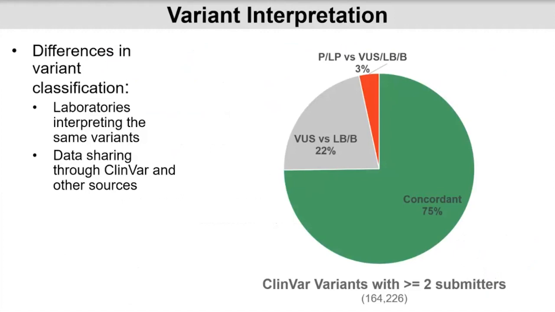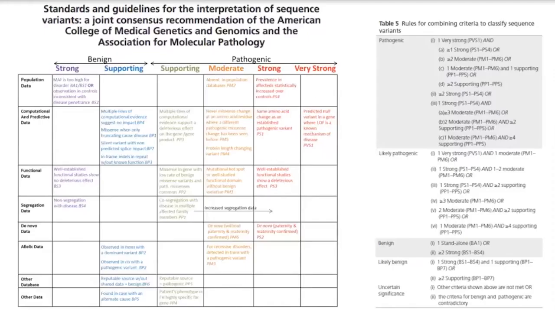Looking at current data in ClinVar, there are over 164,000 variants that have at least two submitters. Of those, 75% are concordant, with about 22% having differences between VUS or benign and likely benign, and then only 3% being medically significant differences. So overall, laboratories are consistent with regards to classifying variants. However, there still can be differences that occur between any two organizations interpreting variants.